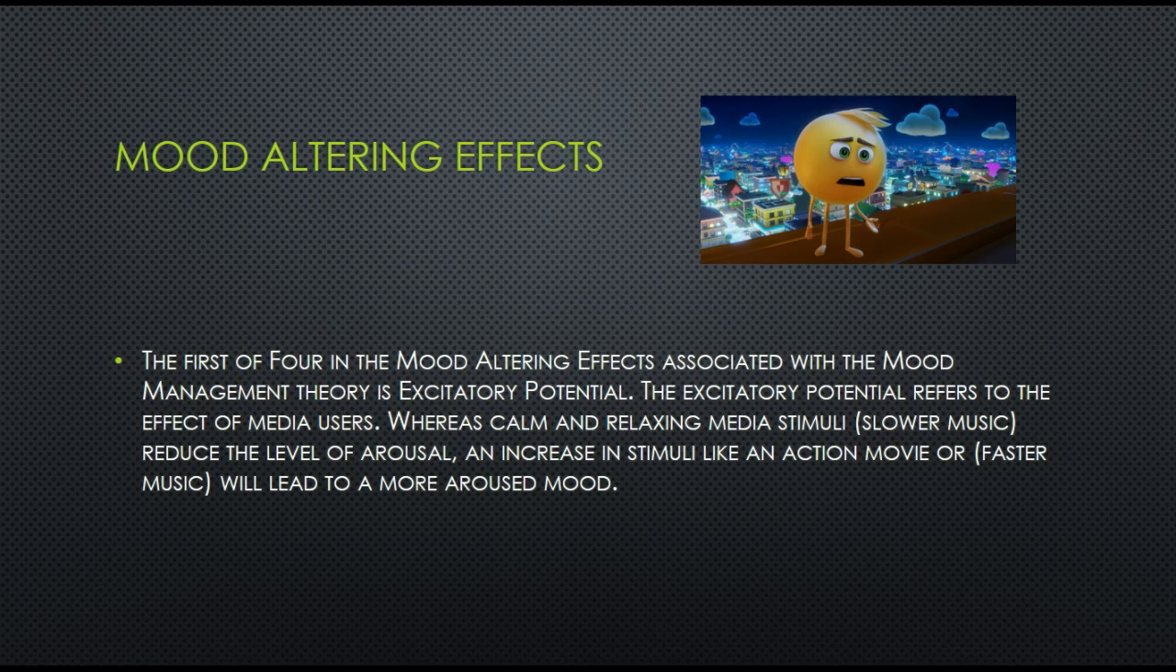So there are 4 stages of mood-altering effects with the mood management theory, and the first one is the excitatory potential. The excitatory potential refers to the effect on media users, whereas calm and relaxing media stimuli, an example of that, slower music, reduce the level of arousal. An increase in stimuli like an action movie or faster music will lead to a more aroused mood.